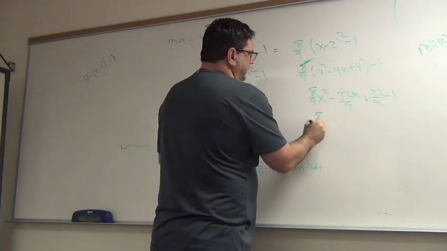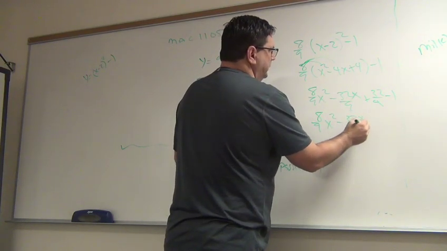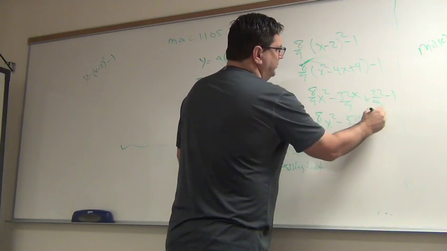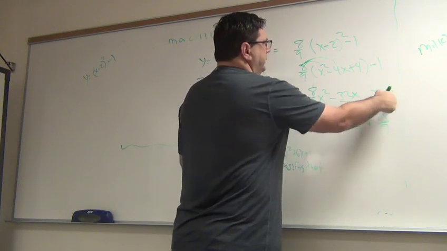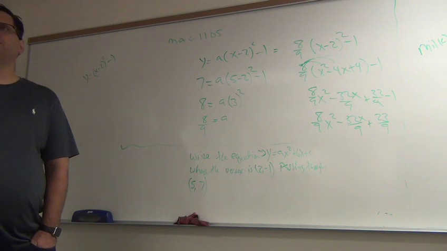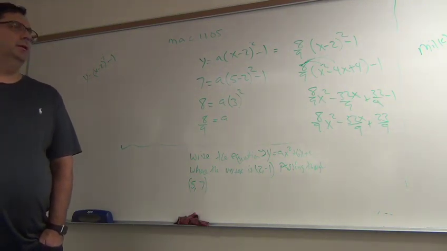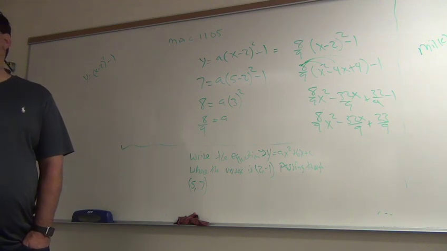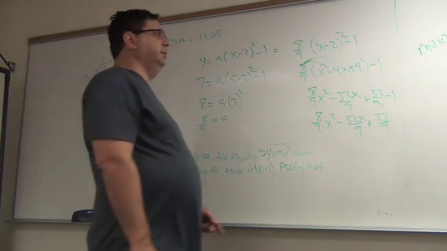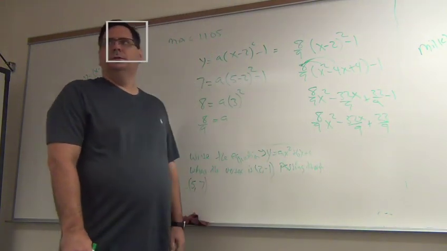Which is 8/9 x squared minus 32x over 9 plus 23 over 9, if I find a common denominator and simplify. This is hard. Wait, so it was 32 ninths minus 1. Oh, okay. 32/9 minus 1 is 23/9.